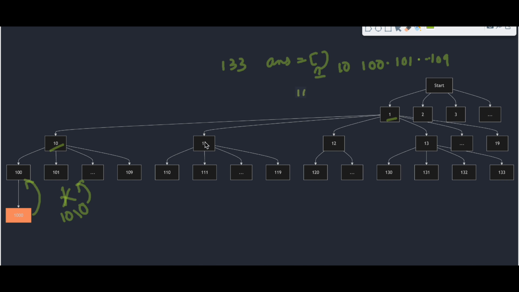We add 11 to our answer and then go deeper and find all its children. So we find all the numbers starting from 11. So we get 110, 111, all the way up till 119. Then we backtrack and come to 1 again.